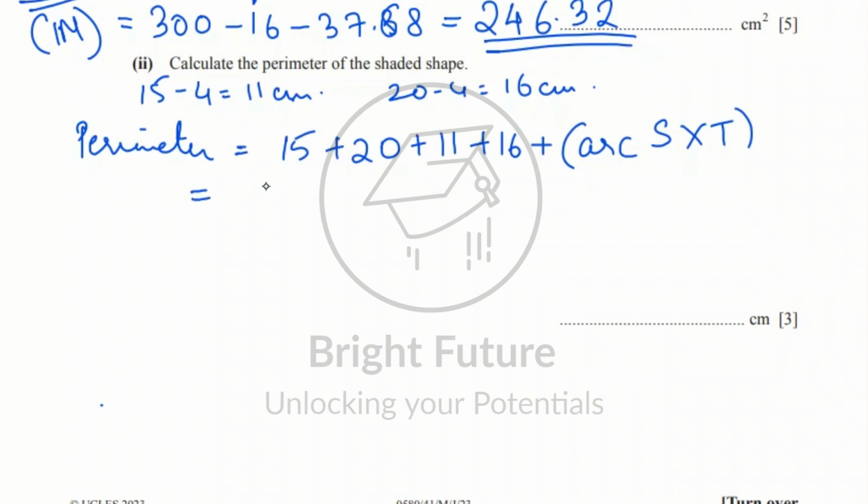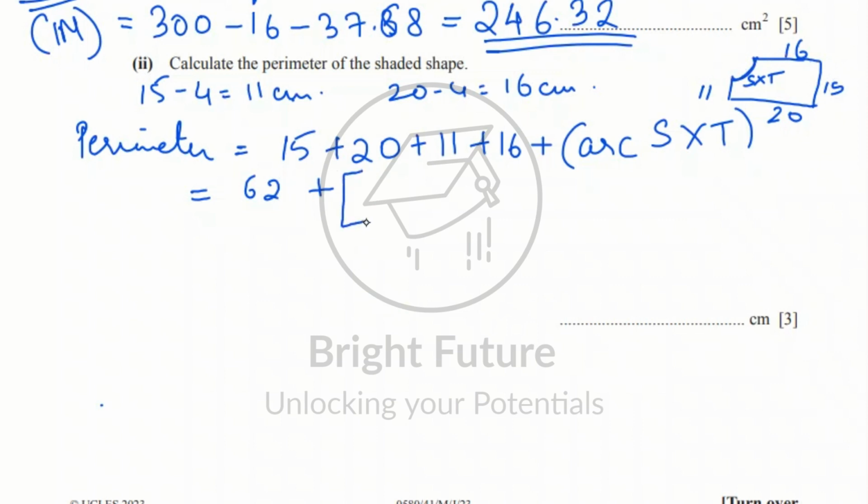Now this will become 62 plus arc SXT. So my diagram is something like this. This is 11, this is 15, 20, 16, and this arc is SXT. So 11 plus 20 plus 15 plus 16 and this arc.